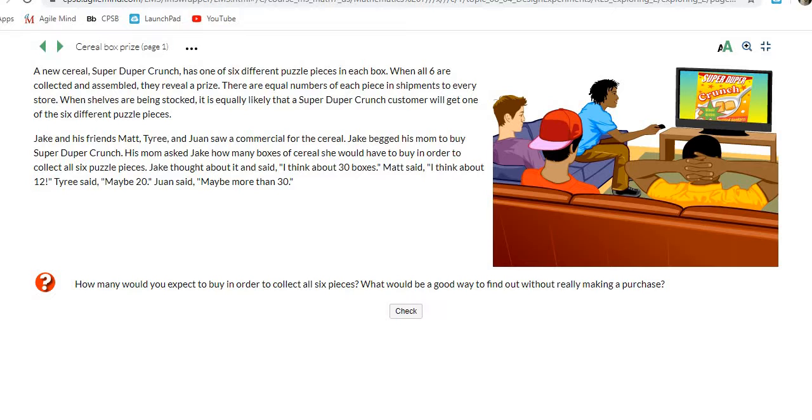So these fellas were watching TV for the cereal, and they were showing their prize. Their prize is 6 different puzzle pieces, and if you got all 6 puzzle pieces and put the puzzle together, you could send it in for the grand prize. So these fellas were like, hey, we can go in together and try to get all 6 puzzle pieces and split the grand prize. I don't remember what the grand prize was, but something grand.